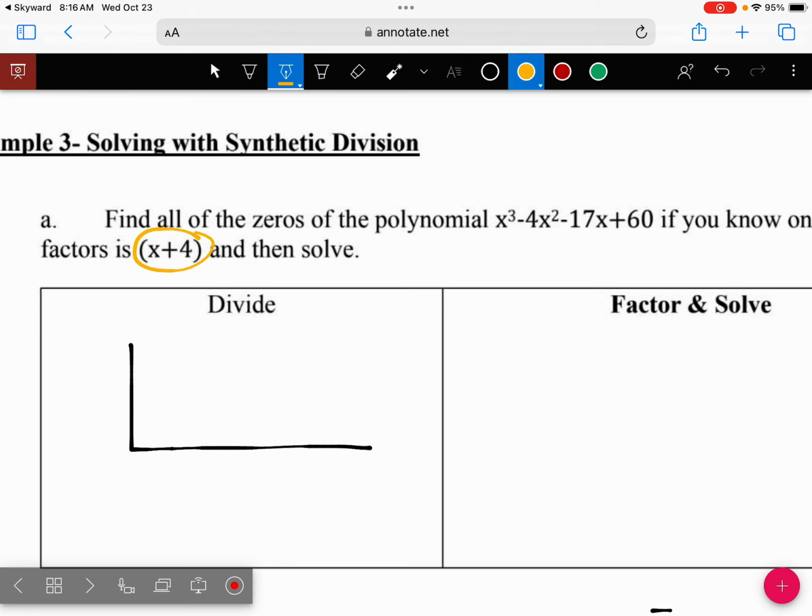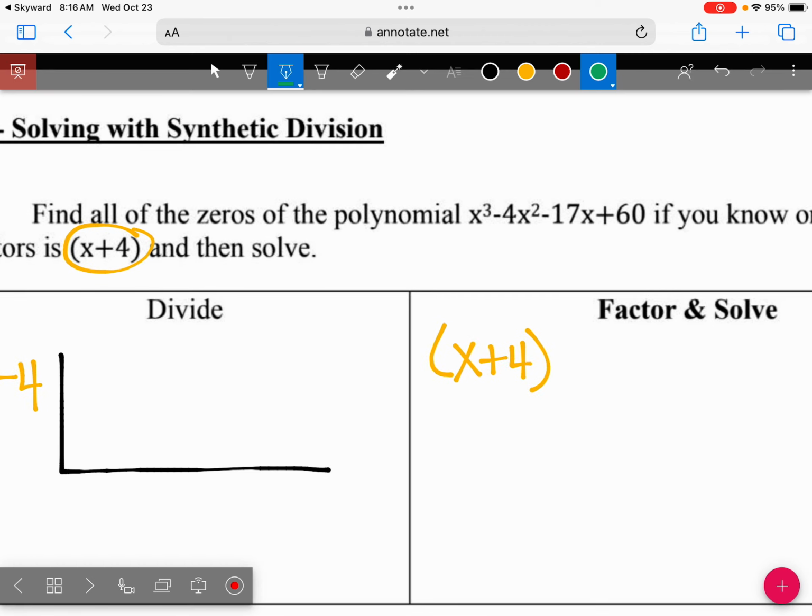So this is the factor that they gave us. That's my first factor. I'm going to write it over here. What number do I put on the outside of my L? -4, good job. And then my 4 numbers that go across the top would be what? +1.